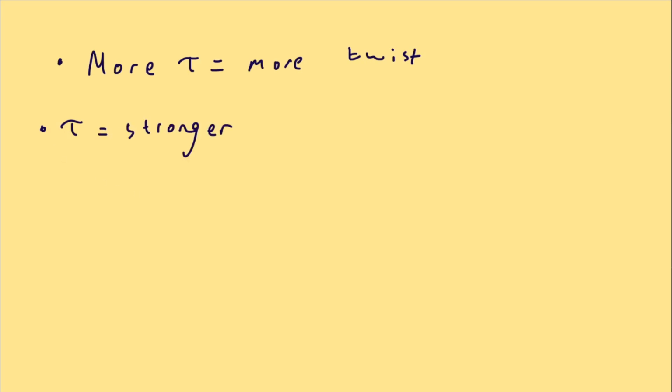Here are some quick rules for building your torque intuition before we solve a problem. The first thing: more torque equals more twist. And torque is stronger with these three things. First, if your force is further from the pivot. Next, it's stronger when it's more perpendicular. Last, when there's a greater force. Let's look at all three of these and when they apply.